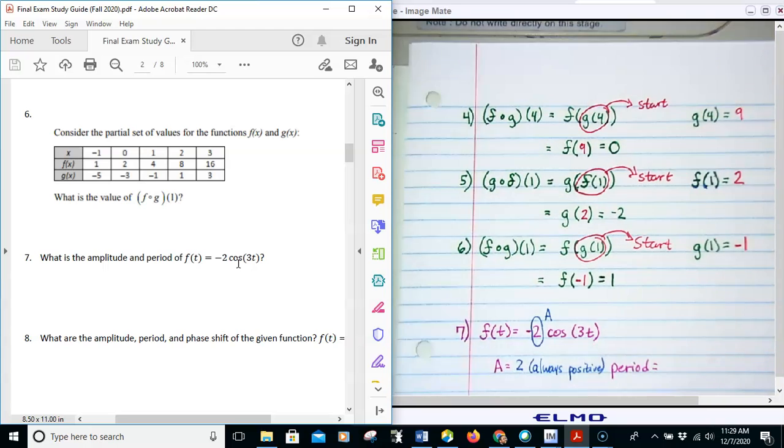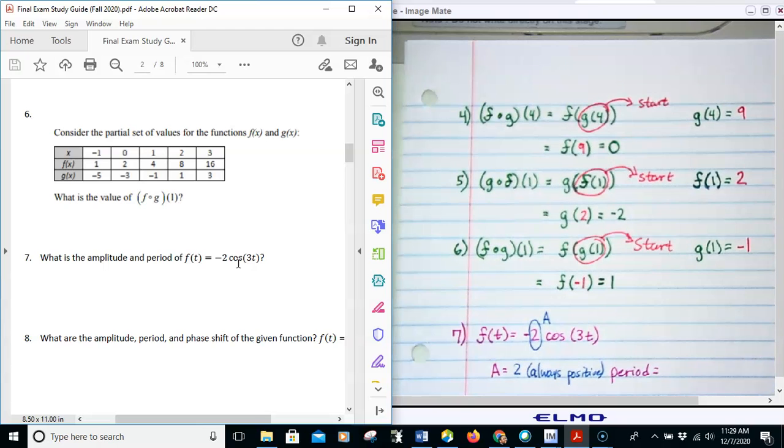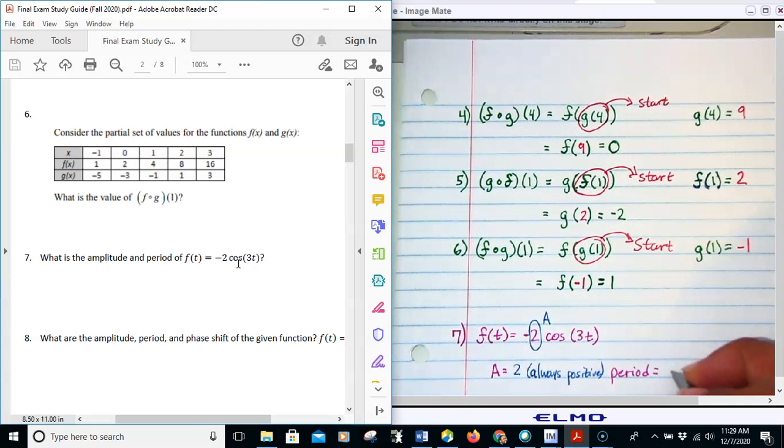That says positive. I'm sorry. That looks weird. All right, so it says positive 2 there. Sorry about that. I don't know what's going on.